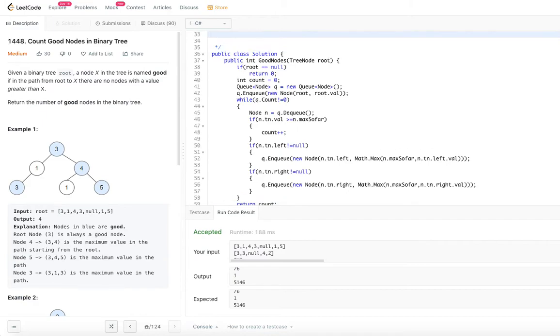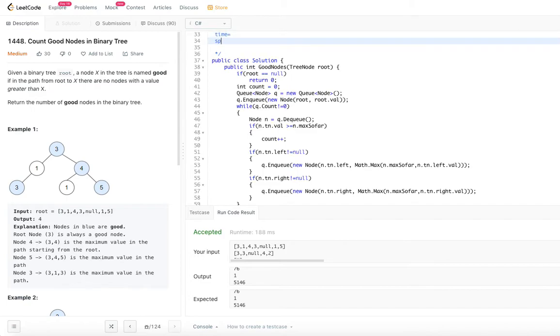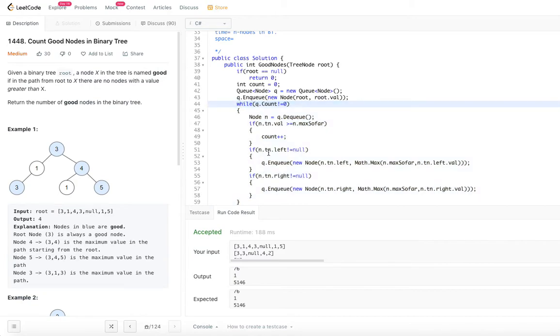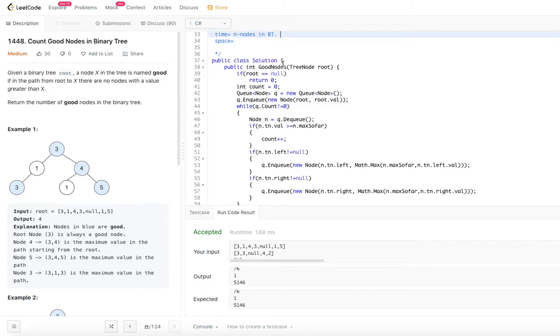So let's go ahead and look at the time and space complexity, right? So time complexity. So let's say there are n nodes in the binary tree, right? So each node is being visited once, and it is being put into the queue and taken out of the queue, right? So what does that mean? We are going through the complete tree once. So there are n nodes, so we will say order of n.